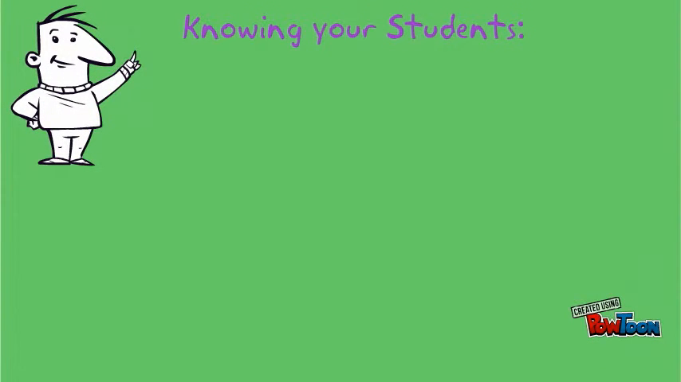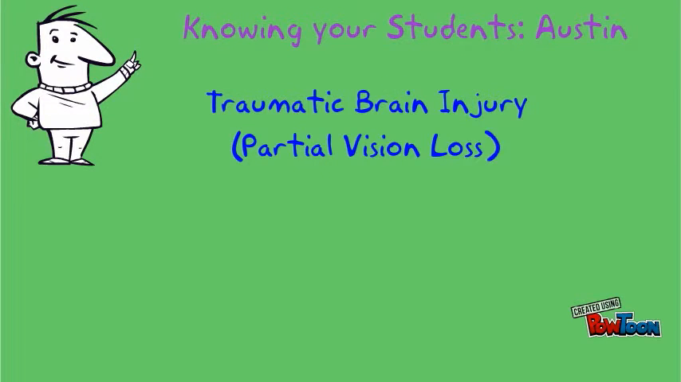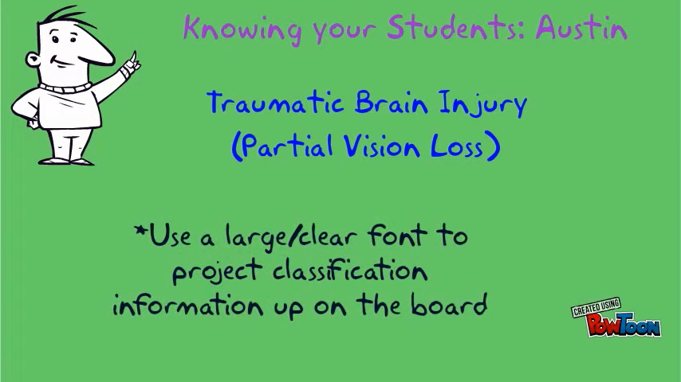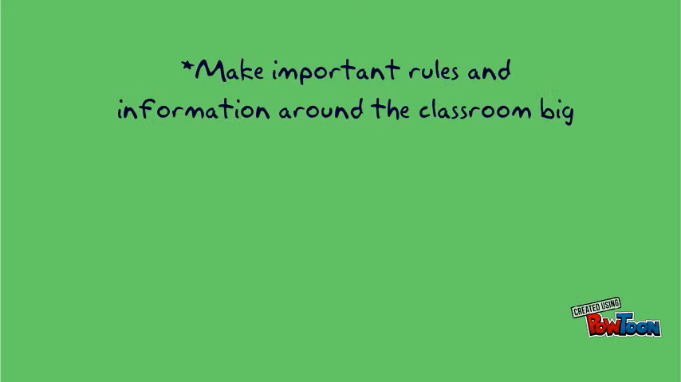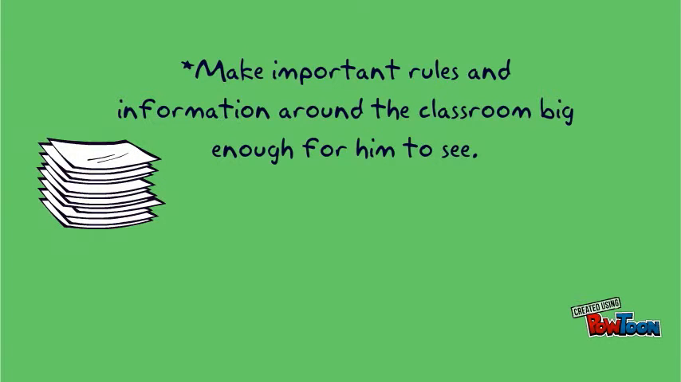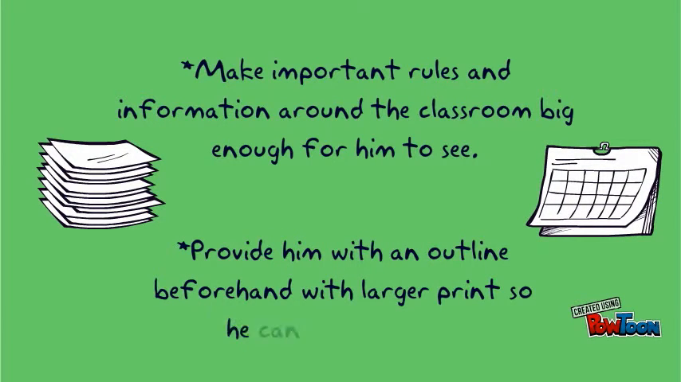Next, we have Austin. Austin is one of the more brilliant students in the class and very friendly with his peers, but due to a car accident, he sustained an injury to his brain that has caused partial vision loss in both eyes. In order to help him see better, his teacher uses a large and neat font to project the classification ideas on the board during the class discussion. His teacher has also made sure to have all the important rules and information on the walls around the room be put in large enough fonts for him to see what he needs to. He also receives an outline of the classification materials before the lesson so that he may follow along without any hassle for him. Our next student is Mark.